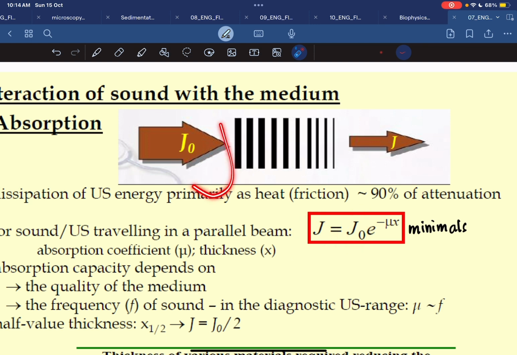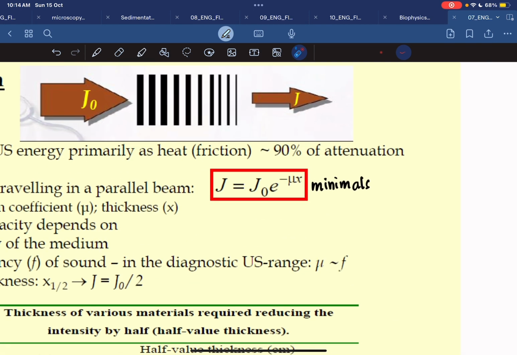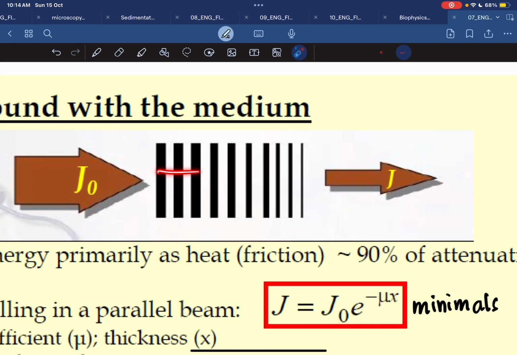We just learned J is equal to, this is the formula for J. Now mu over here refers to the absorption coefficient, which will be different for every single medium, and x is the thickness of the medium. Over here, this is x.